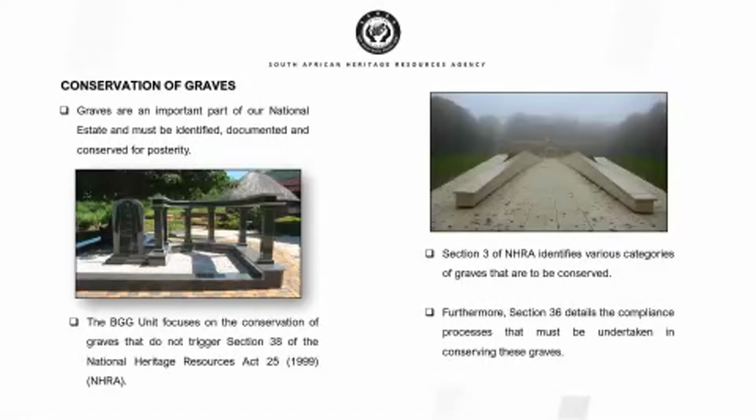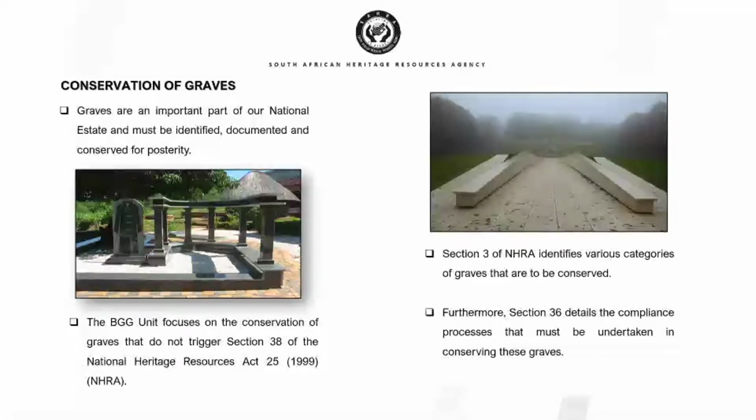And therefore, the BGG unit, the Burial Grounds and Graves unit, focuses on the conservation of graves that do not fall under Section 38. Now, Section 38 deals with large-scale developments, such as mining, township development, etc. So our unit has a very narrow Section 36, which is Burial Grounds and Graves, under the National Heritage Resources Act. I'm glad that we've got our colleagues from the Development Applications Unit who are going to just give you an idea on what Section 38 is and requirements that are required as well from there. And then within the Act, we have Section 3. Section 3 identifies the various categories of graves that are protected by the National Heritage Resources Act.